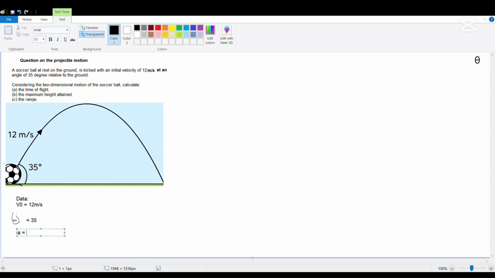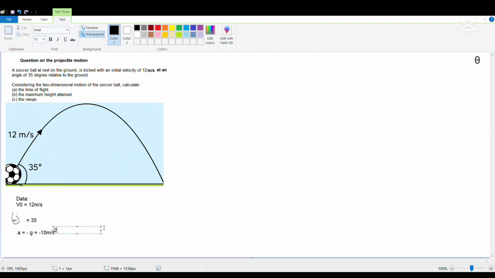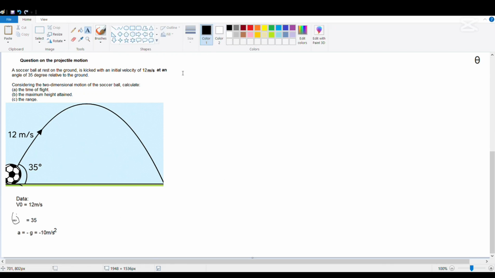We also have the acceleration due to gravity, which is minus g, because of course the ball will go down as it goes up. During its time of flight going up, it is against gravity, so a is equal to minus g, which should be equal to minus 10. It's actually 9.8, but we take 10 meters per second squared, easy to calculate. These things are given to us. Now we know the terms here.